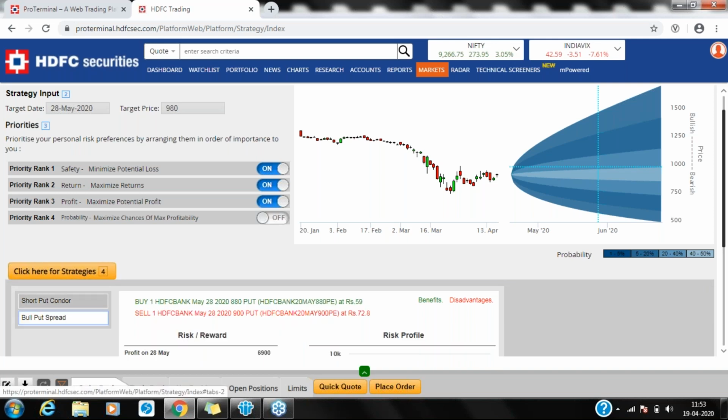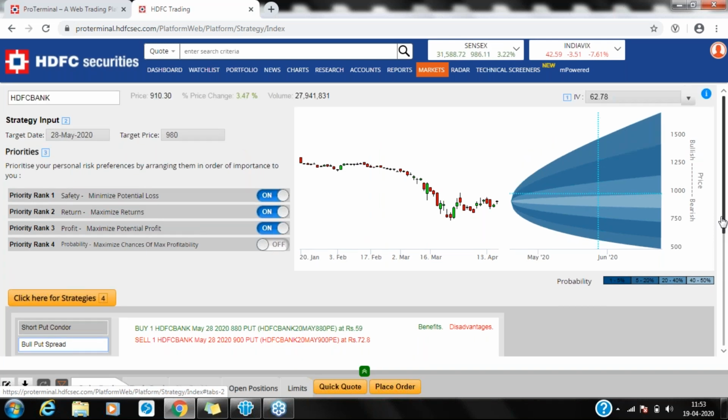Buy one HDFC Bank 28 May expiry 880 put at 59 rupees and sell HDFC Bank 900 put at 72.80 rupees. So not a very difficult strategy to execute. Only two legs. You can go with either one of them, and both of them will make a profit in case the market reaches anywhere around our target price by the expiry date. So this is how you can use the option strategy. Basically, the bottom line is that you only have to enter the target price and target date for a stock and follow the strategy given by the system, and you will make your profit.